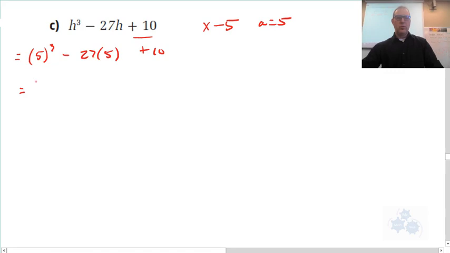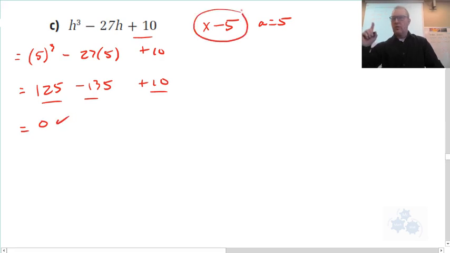So 5 cubed is 125. 27 times 5 is 135, and then plus 10. So we've got plus 135 minus 135. That's 0, correct. So x minus 5 is one of our factors.